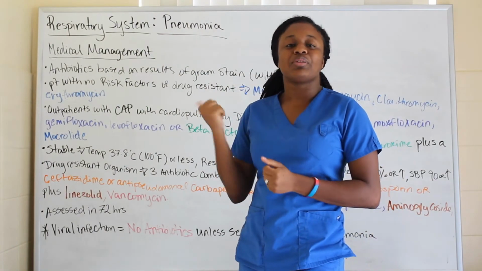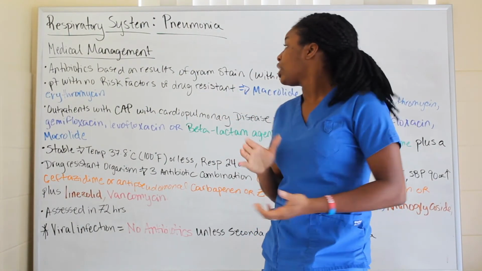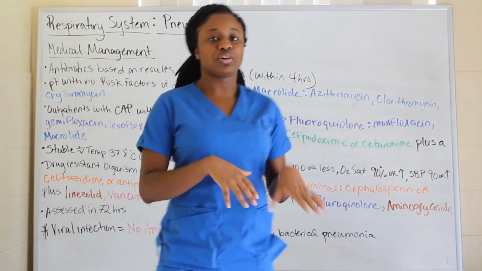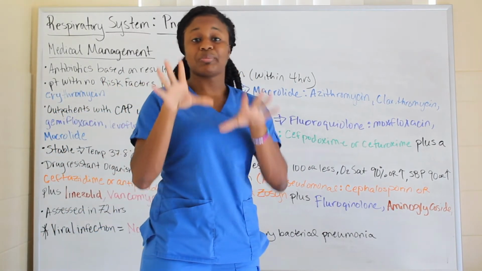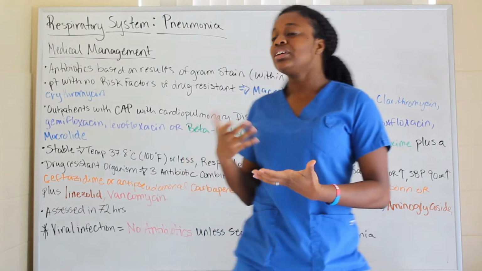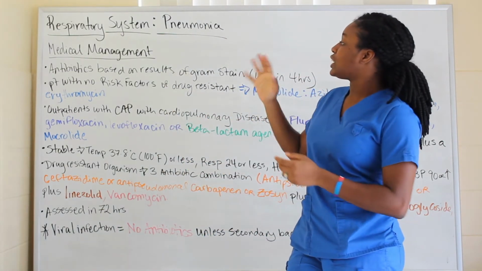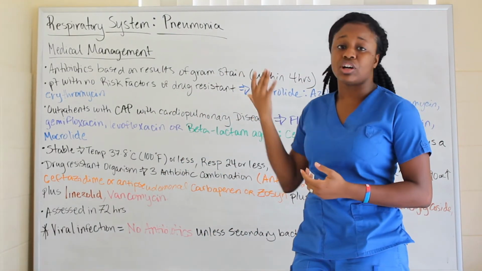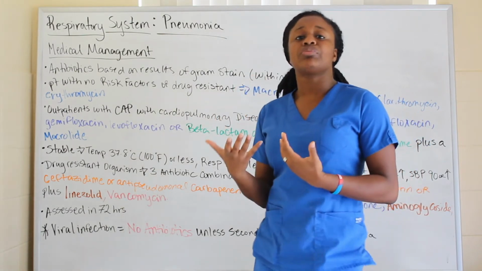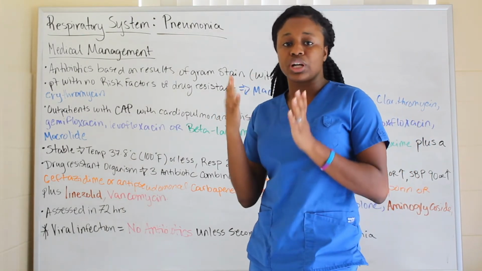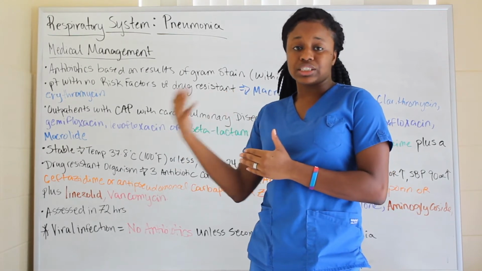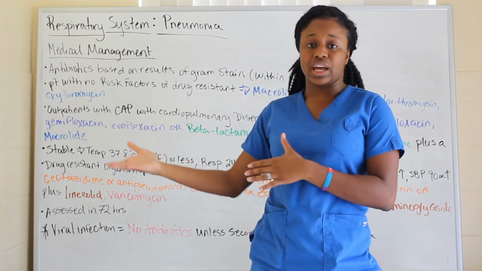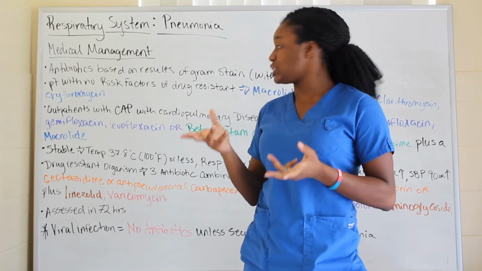So now we're on to the medical management of pneumonia. I did my best to color code different types of antibiotics, so that they can jump out at you and you can see it a lot better. Again, the antibiotic is going to be based on the gram staining, which is when you do your sputum culture. Whatever the organism is identified as, that's the antibiotic that you're going to use for that bacteria or organism.